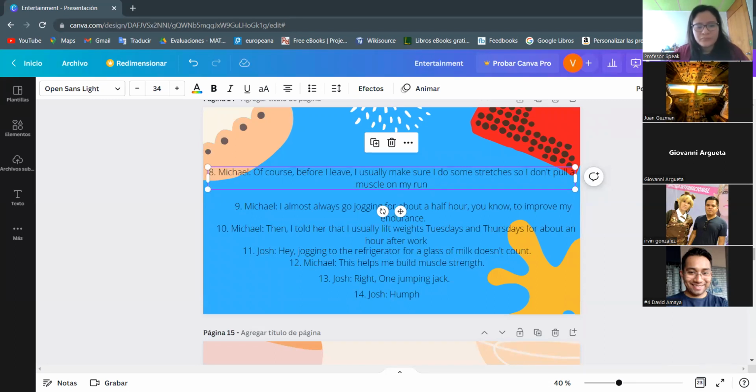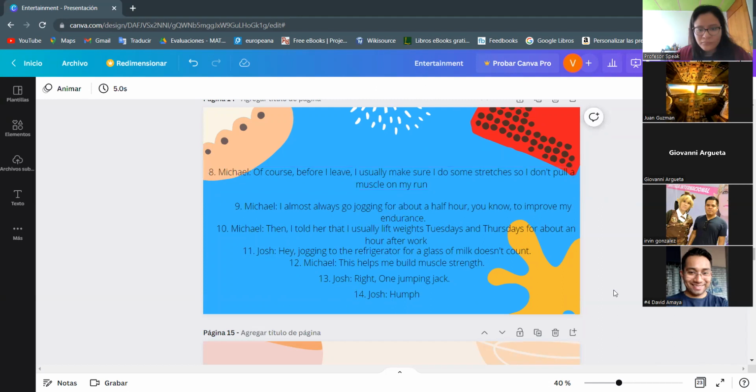And on Mondays and Wednesdays, tall tale. I almost always go jogging for about a half hour, to improve my endurance. Hey, jogging in the refrigerator for a glass of milk doesn't count. And of course, before I leave, I usually make sure to do some stretches so I don't pull a muscle on my run. Right, one jumping jack. Then I told her that I usually lift weights Tuesdays and Thursdays for about an hour after work. This helps me build muscle strength. 1 pound barbell. Oh no. And finally, I often go jogging on Saturdays with my dog. What dog? No, well, and I like hiking because it helps me burn off stress and reduce anxiety that builds. Okay. Let me play it again.